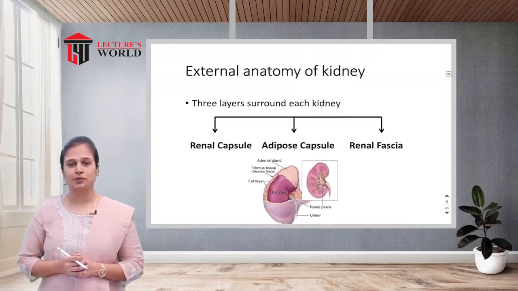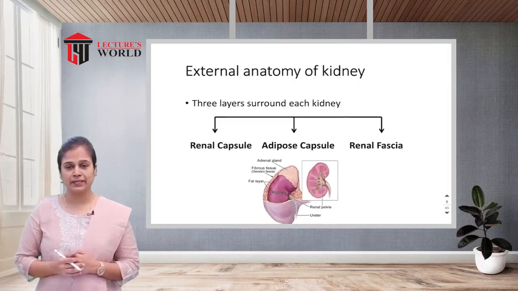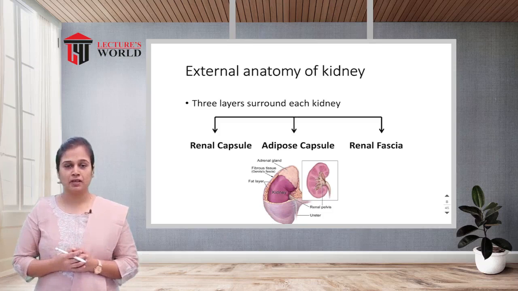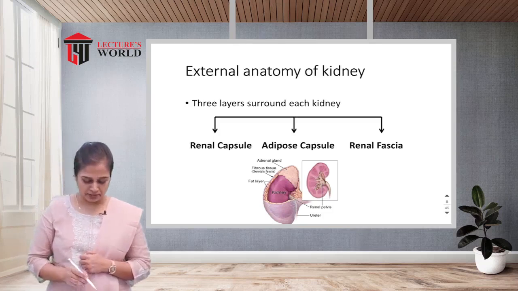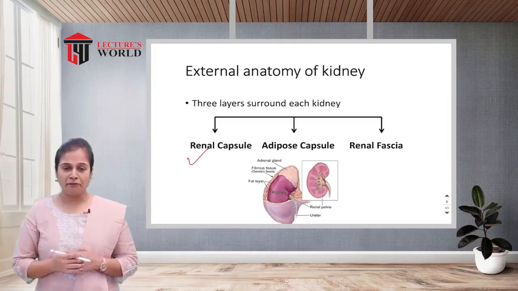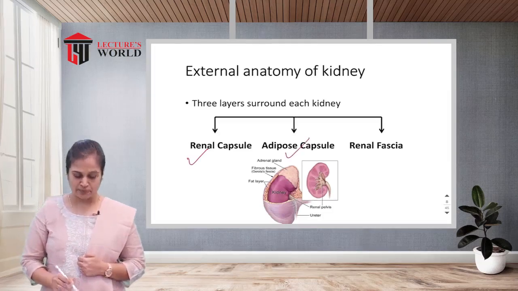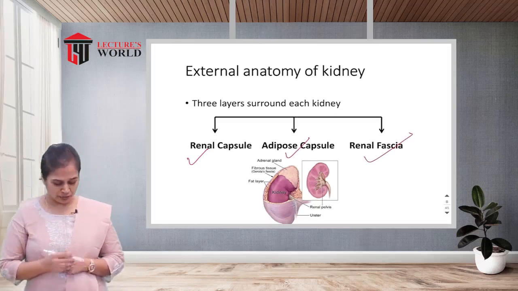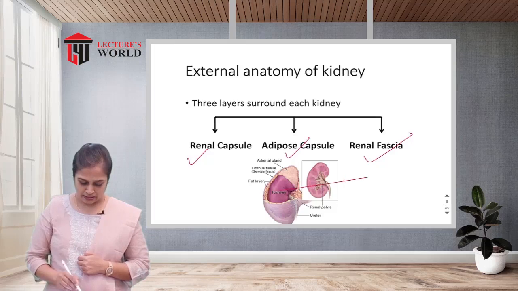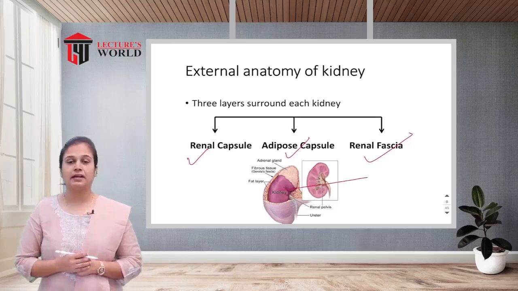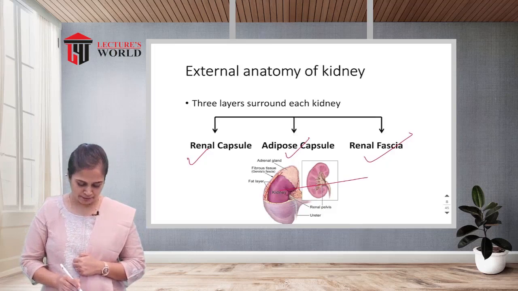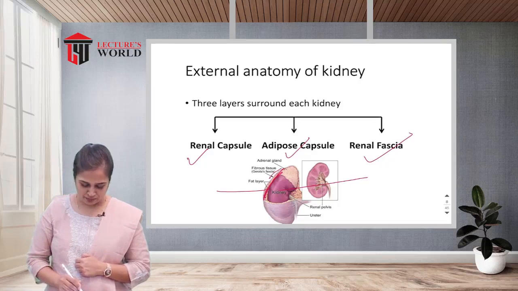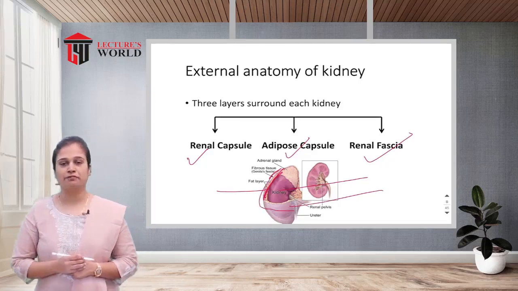More in the external anatomy, the kidney has 3 layers. That means each kidney is surrounded by 3 layers. The first and innermost layer is the renal capsule. After the renal capsule, there is the adipose capsule, and the third layer is the renal fascia. Now you can see in the image, this brown color is the renal capsule. This is the fat, the adipose capsule, and this outermost layer is the renal fascia.